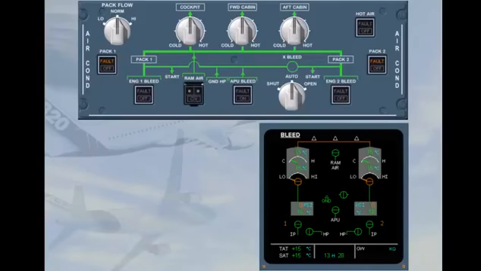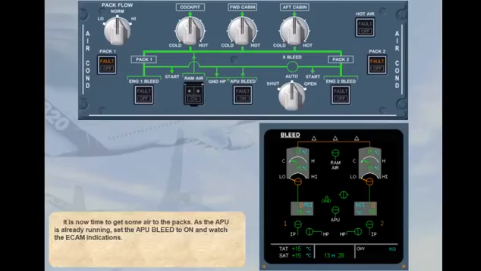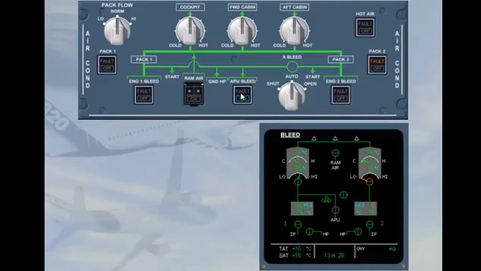It is now time to get some air to the packs. As the APU is already running, set the APU bleed to on and watch the ECAM indications. Switch APU bleed to on. Notice the APU valve indication has changed to inline green. The cross bleed valve has automatically opened. Notice the cross bleed selector is in the auto position. Both feed lines to the packs have been connected.